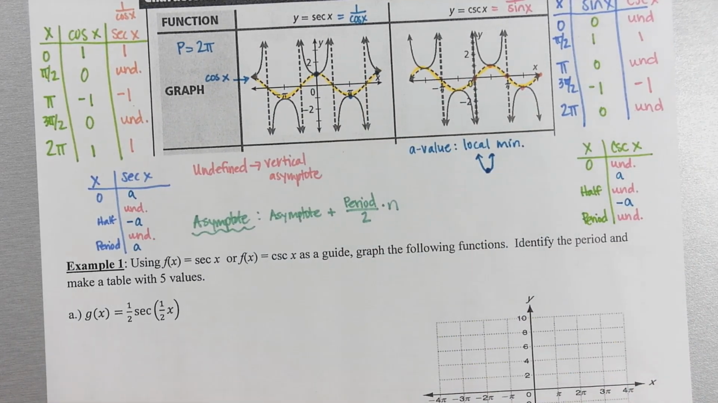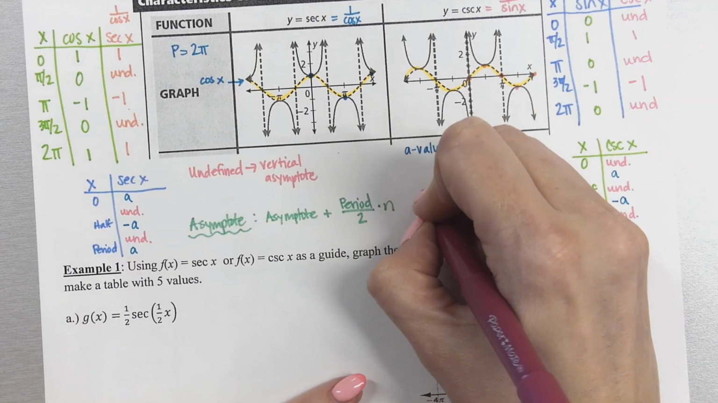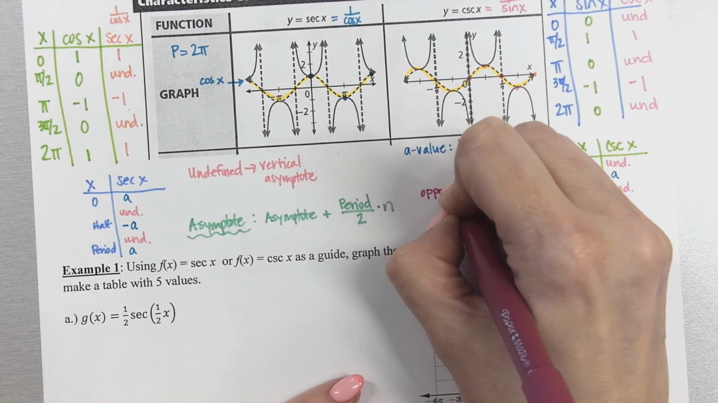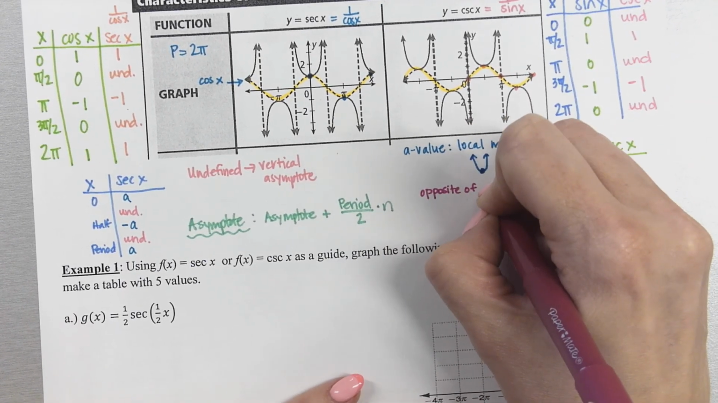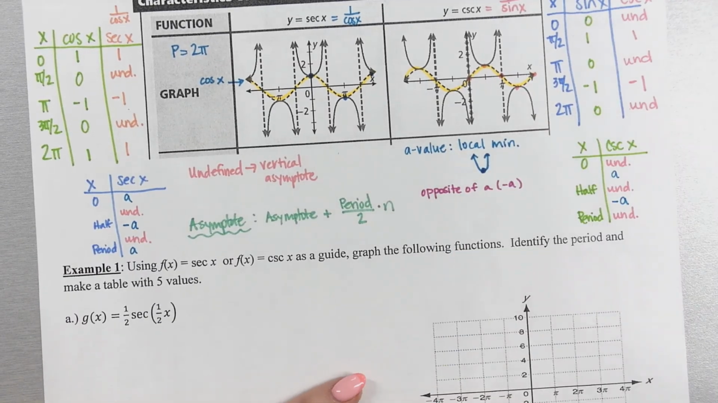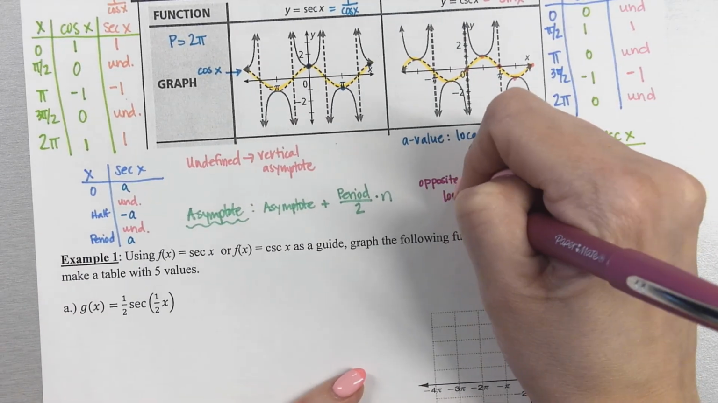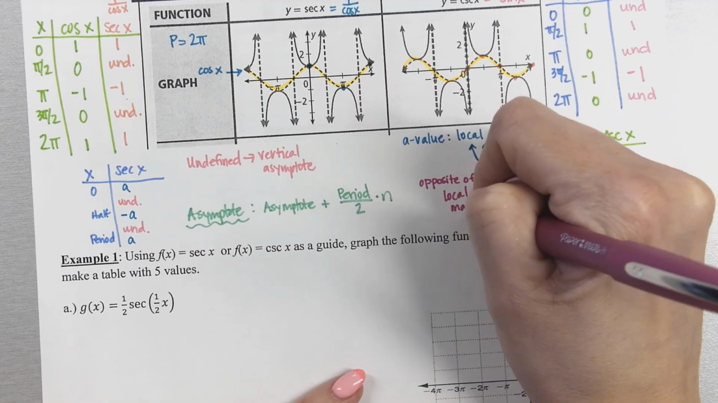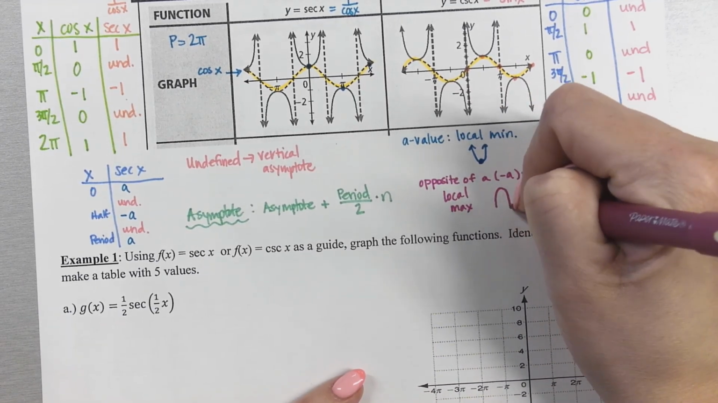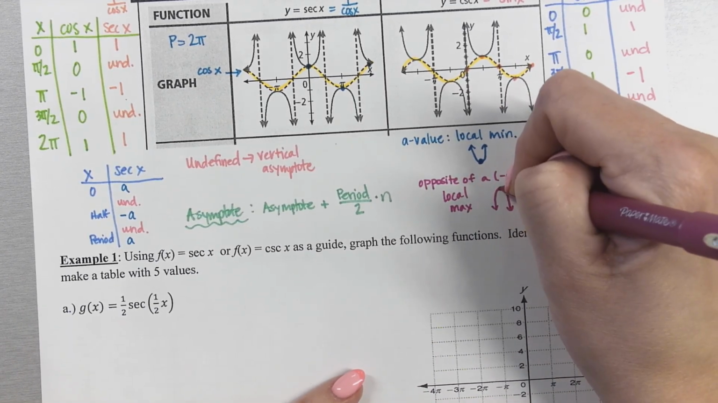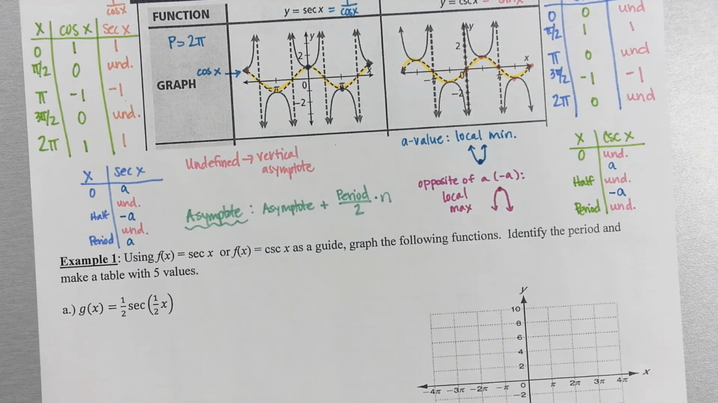And then we also do the opposite of a, which is negative a in this case, and that's going to be our local max. If you have a local max, it's a parabola that's opening downward. And you are going to see those in your chart.